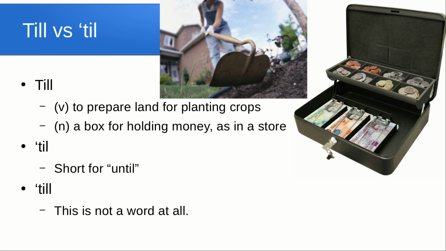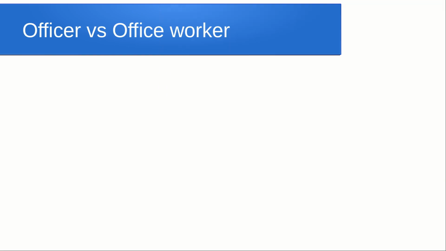Some people will write apostrophe T-I-L-L. This is not a word at all, so don't ever do that. There are some letters that you've taken out, and there's really not any word, at least that I know of, that's like that. So when you're saying until, you can use apostrophe T-I-L, but it's really better just to say until. Just use the whole word so there's no confusion. But definitely don't write till, T-I-L-L, meaning until.